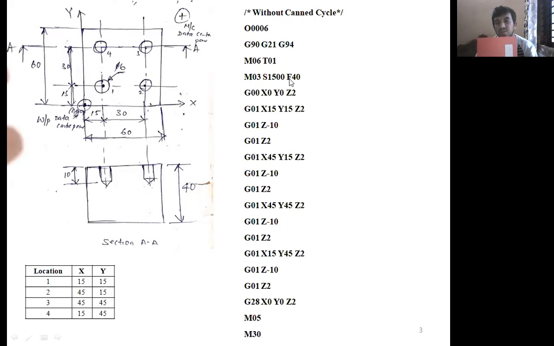What is the speed here? 1500 rpm. Feed is 40 mm per minute. Sorry, 40 mm per minute. Now move the tool from the home position of the machine to the origin of the workpiece.